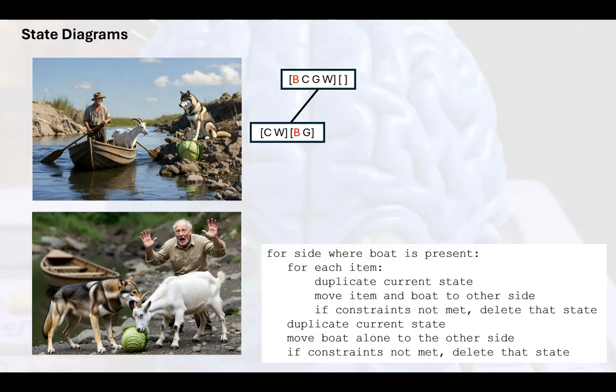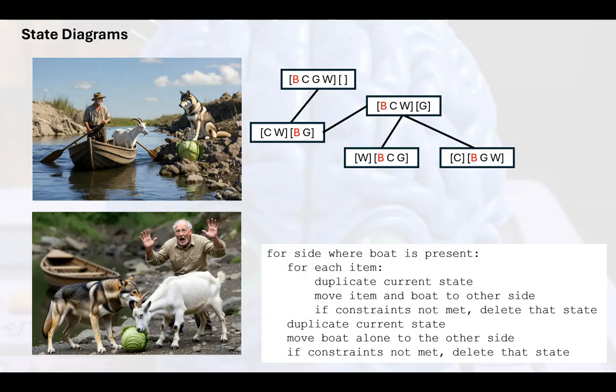The next option we've got is to move the boat back on its own. We could also move the boat and the goat back, but that would just take us back to the starting state. Next, we can move the boat with the goat or the boat with the wolf. Both of those are acceptable.